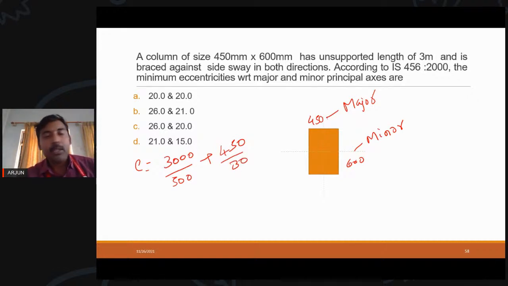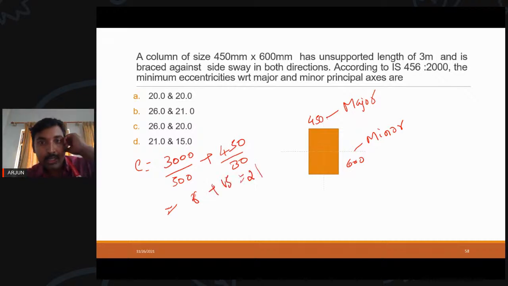So it will be 3000 by 500 is 6, and 450 divided by 30 is 15. So 6 plus 15 is 21. Okay, so eccentricity with respect to minor axis is 21 mm.